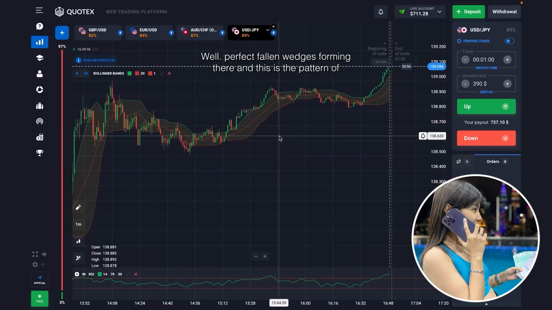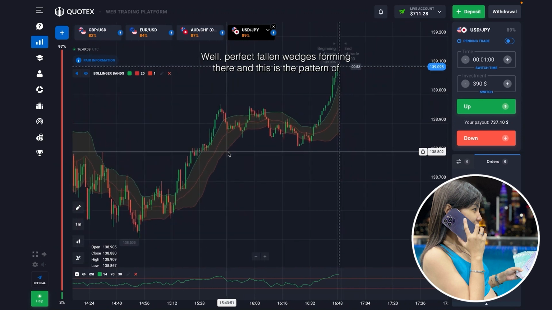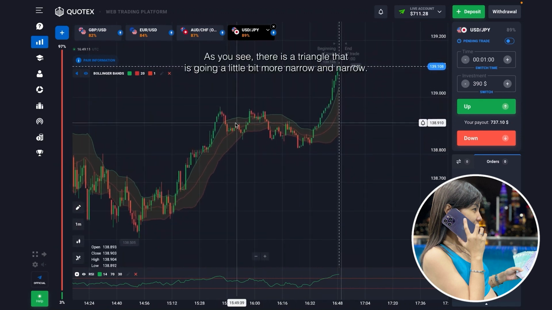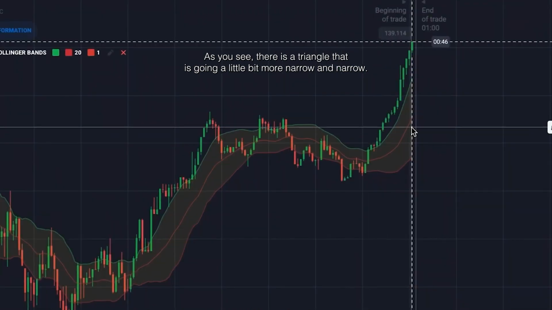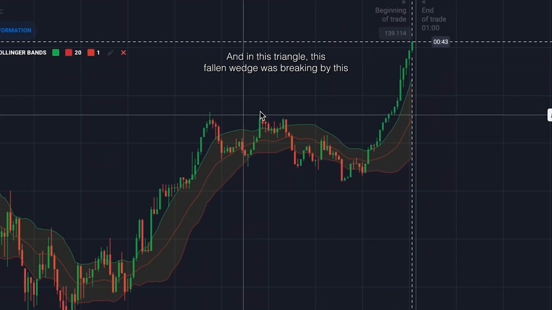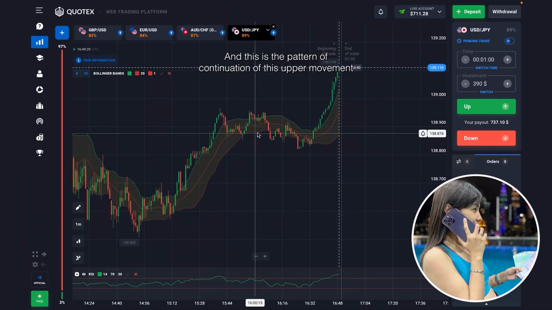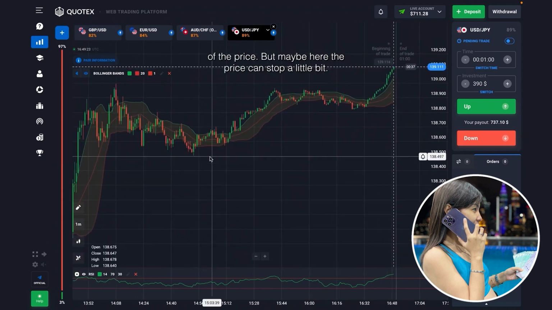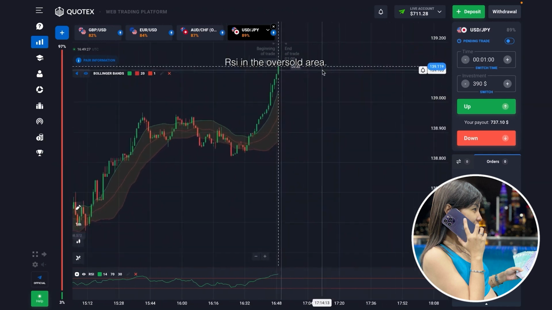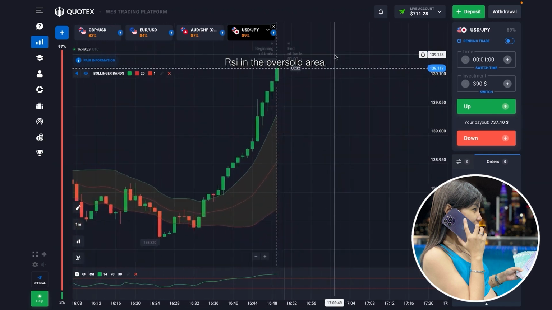Well, perfect falling wedges forming there, and this is a pattern of continuation of the trend. And as you see, there is a triangle that is going a little bit more narrow, and in this triangle this falling wedge was broken by the movement of the price, and this is a pattern of continuation of this upward movement of the price. But maybe here the price can stop a little bit, and RSI is in the oversold area.